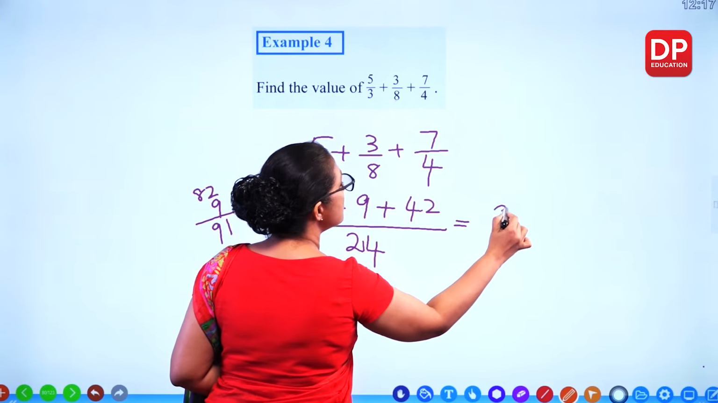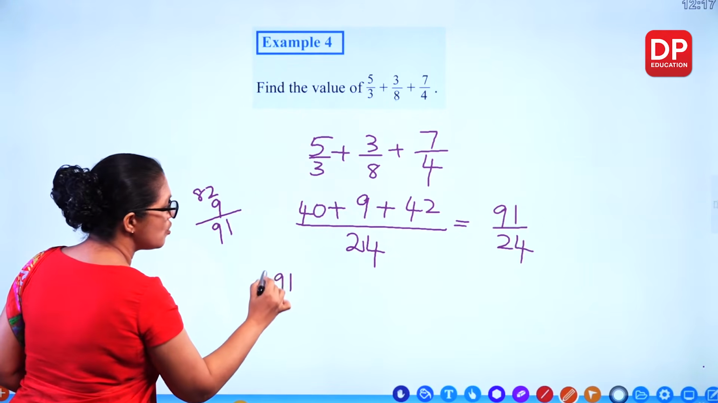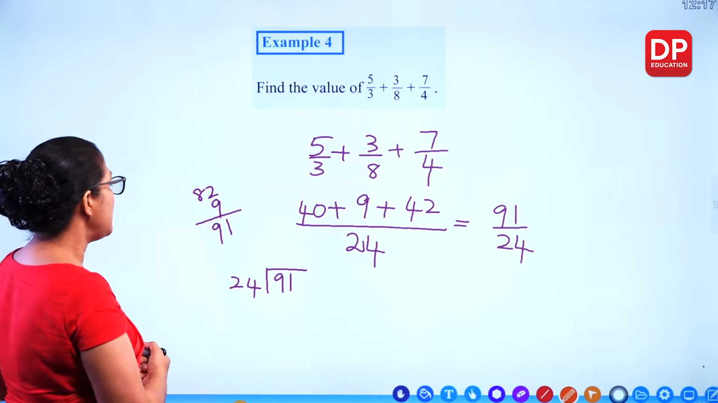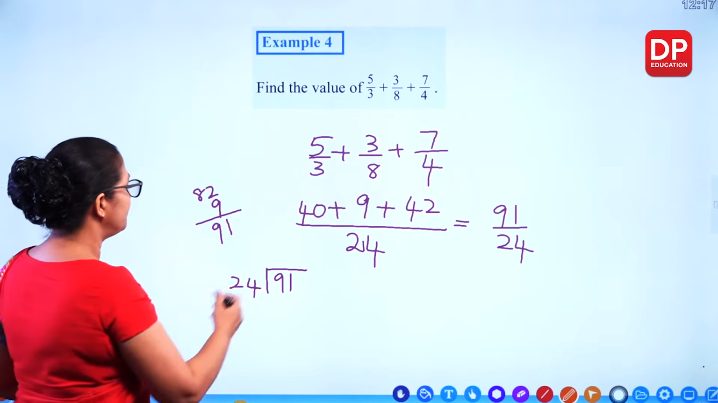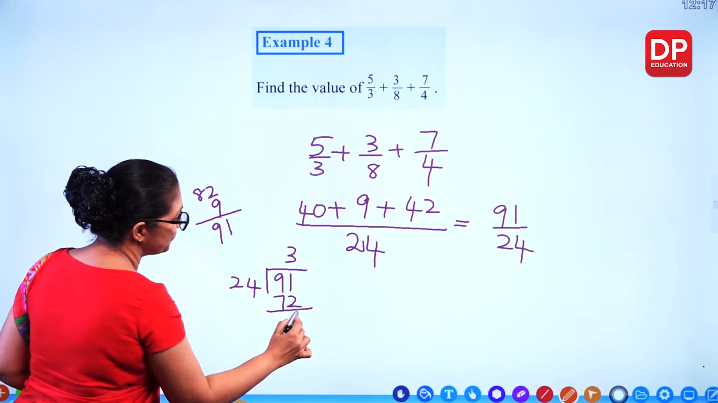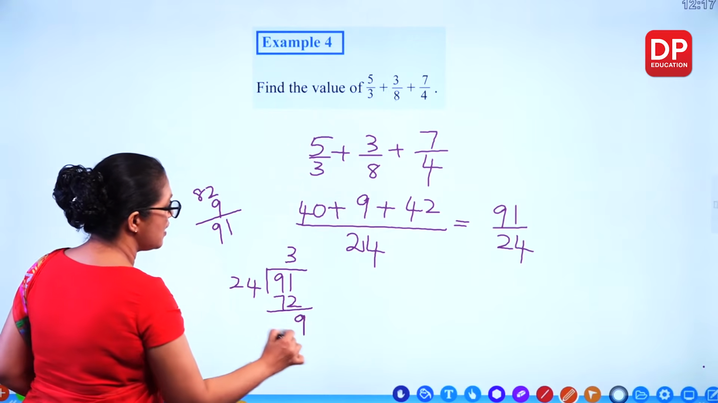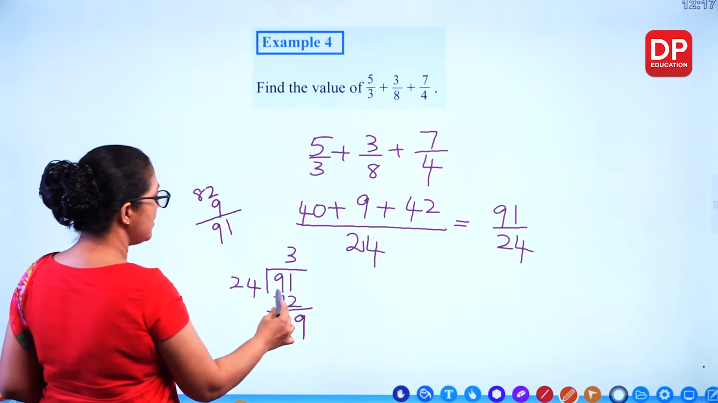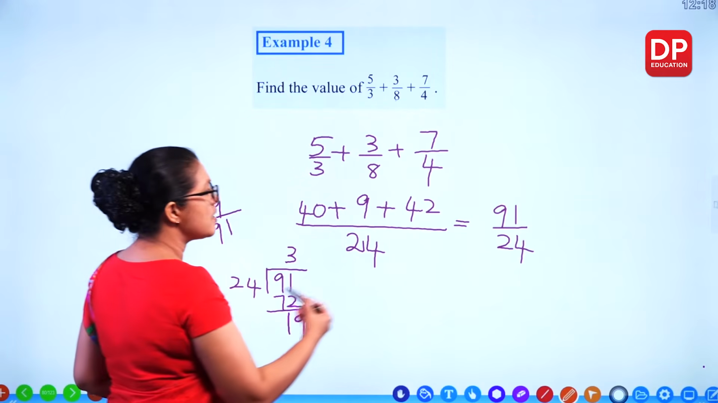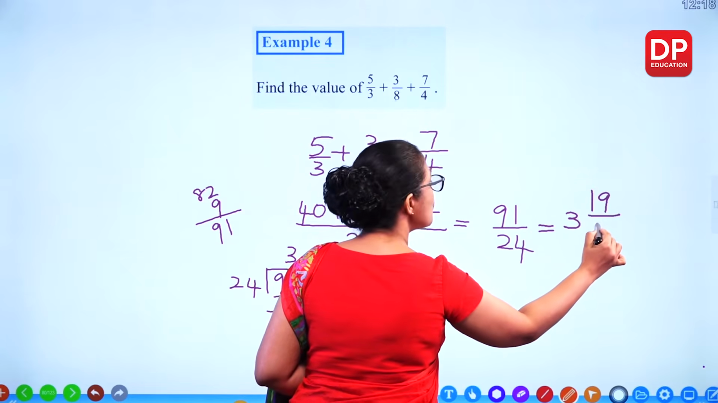91 over 24. So use long division to find out the mixed number. When you multiply by 3, you get 72. When you subtract, you get 19 remaining. So how can we write it down? 3 whole parts are there, and 19 over 24.